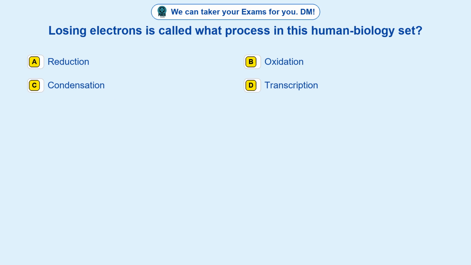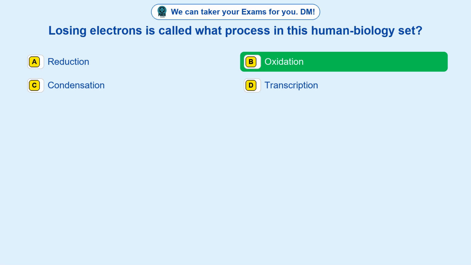Question 43. Losing electrons is called what process in this human biology set? Option A, reduction. Option B, oxidation. Option C, condensation. Option D, transcription. The correct answer is option B, oxidation.